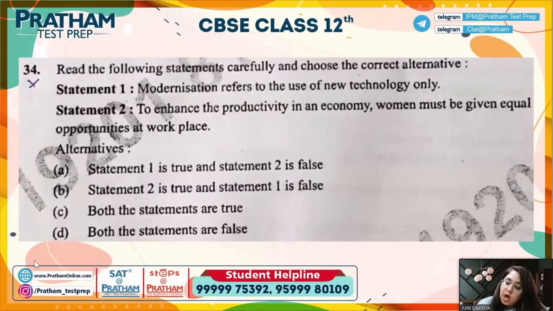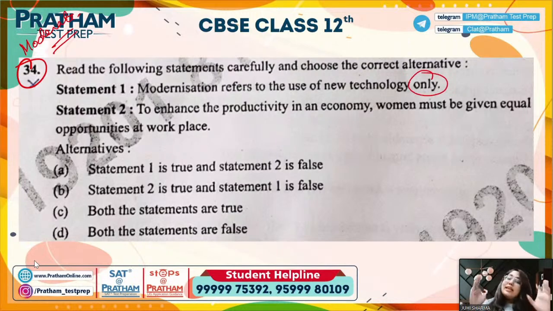Very easy question. Question number 34, again a statement based question, and it is, I would say, moderate level का question है. Why it's a moderate level question वो मैं आपको भी बताती हूँ. Statement 1 कहता है that modernization refers to the use of new technology only. अब यहाँ पर आपका only आ गया, but केवल क्या न्यू टेक्नोलॉजी है? नो, मॉडर्नाइजेशन में बाकी और सारे फैक्टर्स भी हैं जो इसमें इंक्लूडेड हैं. सो इट इज नॉट ओनली अबाउट द न्यू टेक्नोलॉजी फर्स्ट ऑफ ऑल. सो स्टेटमेंट 1 इन इटसेल्फ इज फॉल्स.